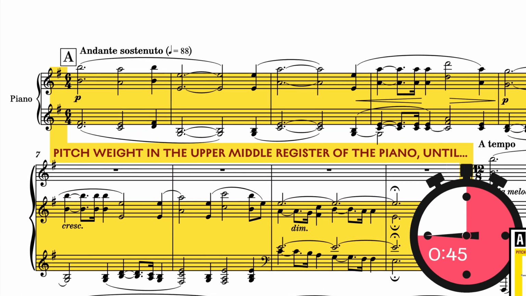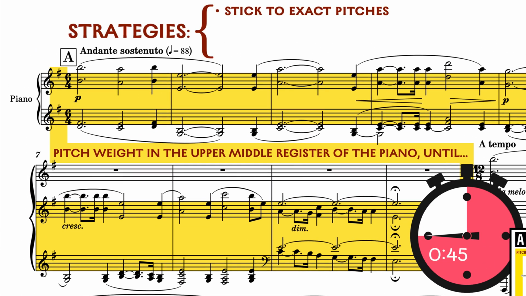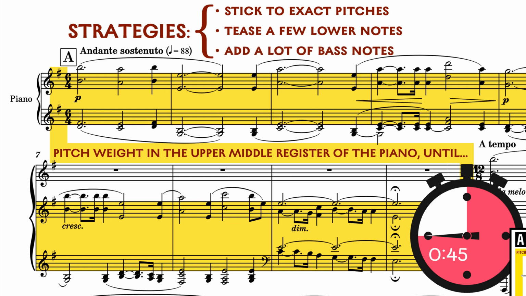So the orchestrator has to decide whether to stick to the exact range of pitches, possibly limiting the sound picture for 3/4 of a minute, teasing a few lower pitches here and there before the a tempo, which is less restricted but may affect the unique, suspended feeling of the opening, or to flesh out the first 10 bars with a lot of added bass register notes. There are ways of making each strategy work beautifully, which I'm sure we'll see in the upcoming entries from all of this year's participants.